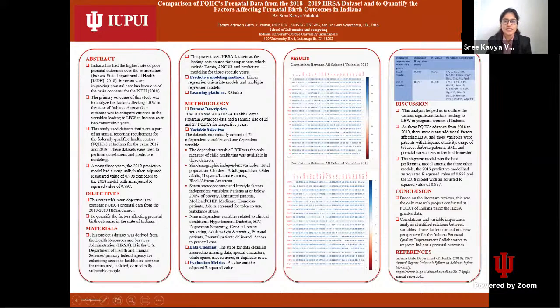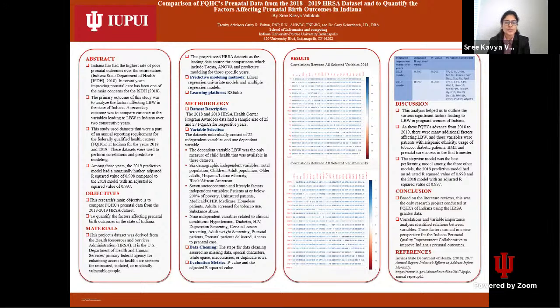Good afternoon, everyone. This is Shri, and my capstone project is about comparison of federally qualified health centers prenatal data from the 2018 to 2019 data set and to quantify the factors affecting prenatal birth outcomes in Indiana. Indiana has had the highest rate of poor prenatal outcomes over the entire nation, according to the Indiana State Department of Health. In recent years, improving prenatal care has been one of the main concerns for the ISDH.